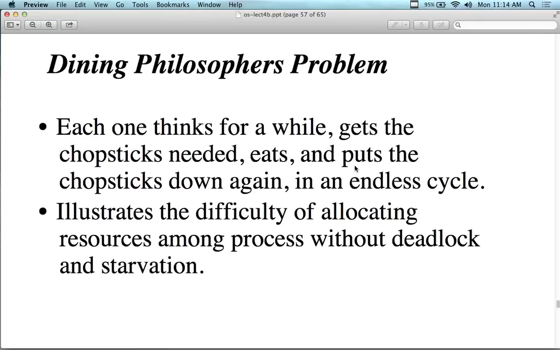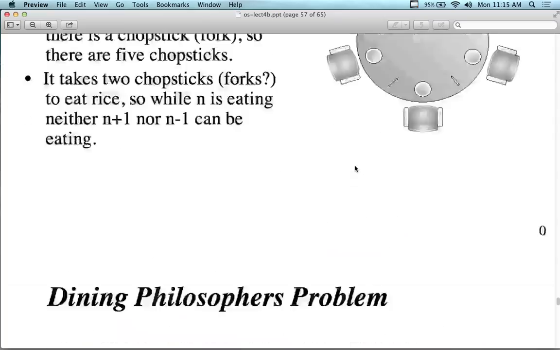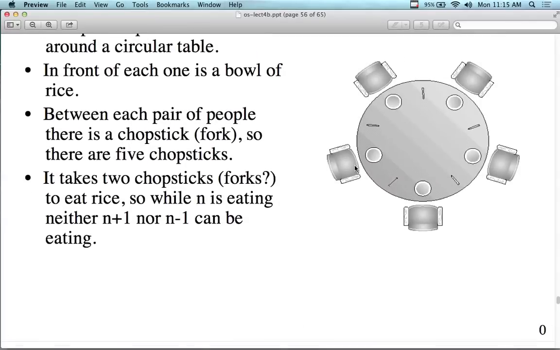Each one thinks for a while. This is why they call it dining philosophers, because they're thinking. They think for a while, get the chopsticks that are needed, eat, and then put the chopsticks down again in an endless cycle. So it illustrates the difficulty of allocating resources among processes, with deadlock and starvation that might occur. And these guys will literally starve if they don't get two chopsticks.